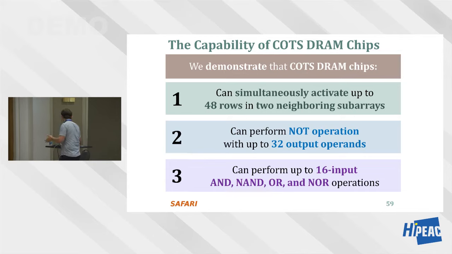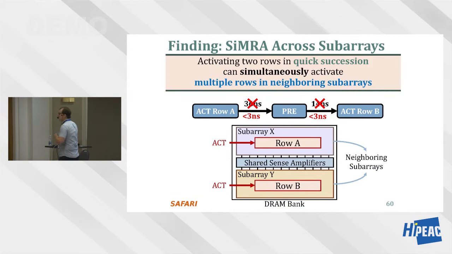So you can do AND, NAND, OR, and NOR operations, even 16-input ones. We were not envisioning 16-input ones in our earlier results, if you remember. Now you can do a 16-input AND operation, which is nice: if you have a lot of data parallelism, you can exploit that. So let me give you some of the basic ideas.